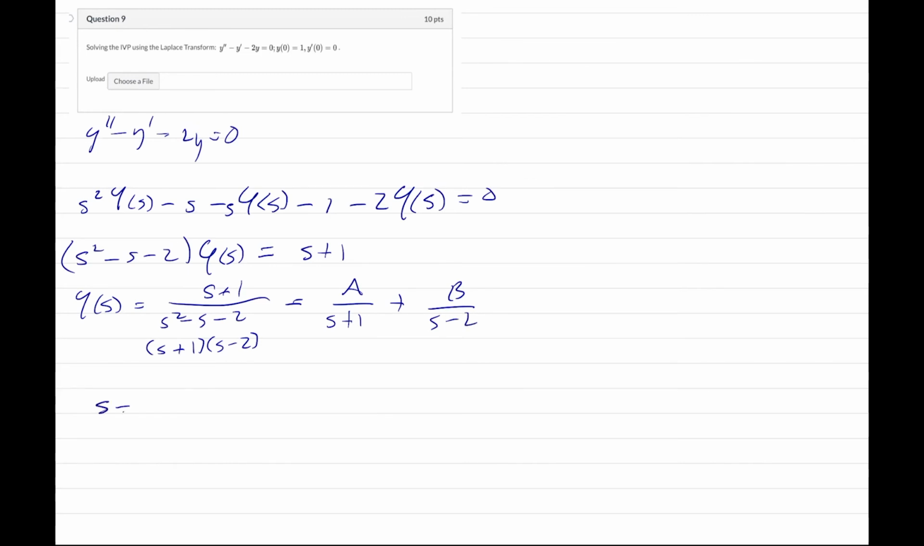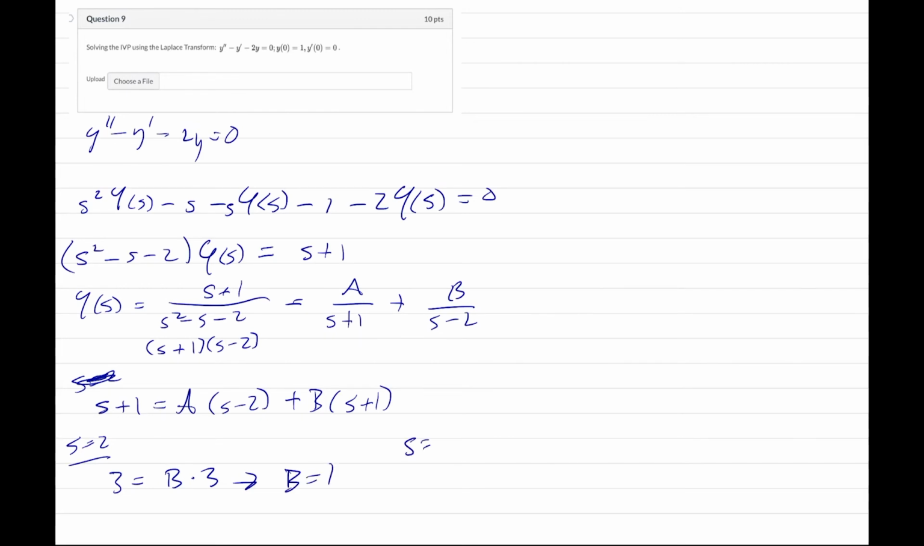Multiply both sides, so we get s plus 1 is equal to a times s minus 2 plus b times s plus 1. And now I get, setting s equal to 2, what does that give me? It gives me 3 is equal to b times 3, so that tells me that b is equal to 1. s equal to negative 1 gives me 0 is equal to, oh my god. Yeah, I'm an idiot.